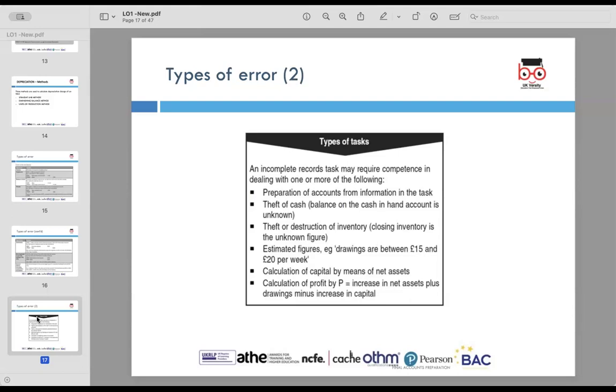For example, if drawings are stated to be between £15 and £20 per week, accountants must apply the appropriate figures within the range to calculate net assets accurately. Calculations of capital and profit. Accountants calculate capital by determining net assets, which involves subtracting liabilities from assets. Profit is calculated using the formula: profit is equal to increase in net assets plus drawings minus increase in capital.